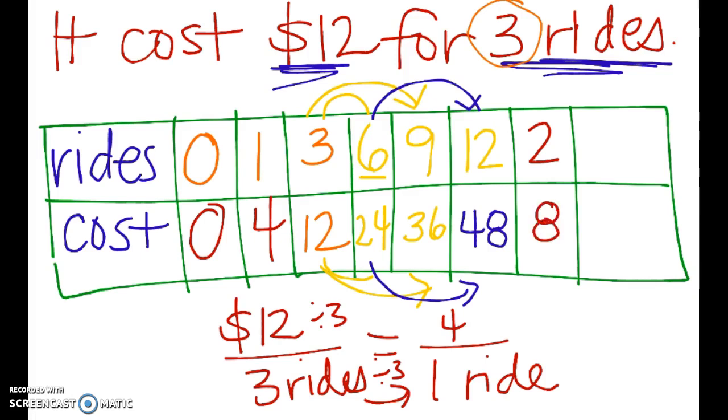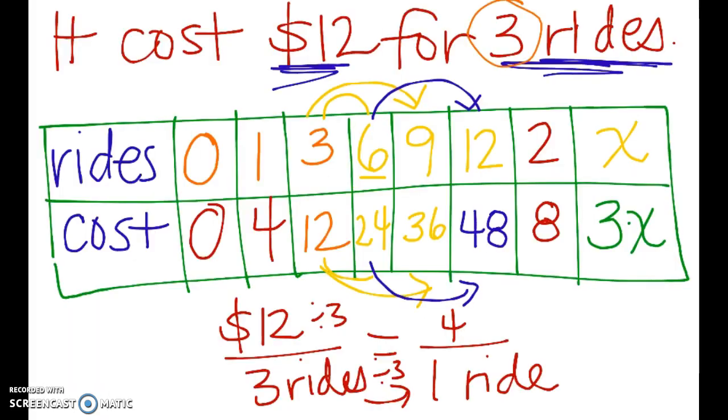Okay, what if I asked you how much X rides cost? So any number of rides that I went on. Okay, well, I can figure that out by thinking, well, it's $4 for every single ride. So I can take 4 times however many rides I go on, which we called X. So I can write that as 4 times X, which is the same as 4X.